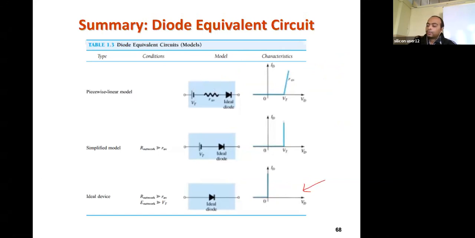See, when can we consider it a practical diode, an ideal diode, or a simplified diode? Suppose you have a network in your, yes, all of you mute yourself.